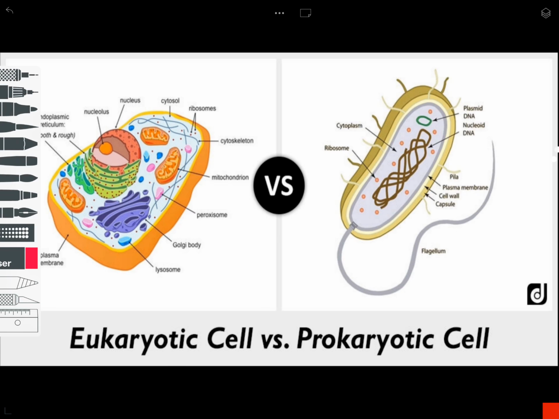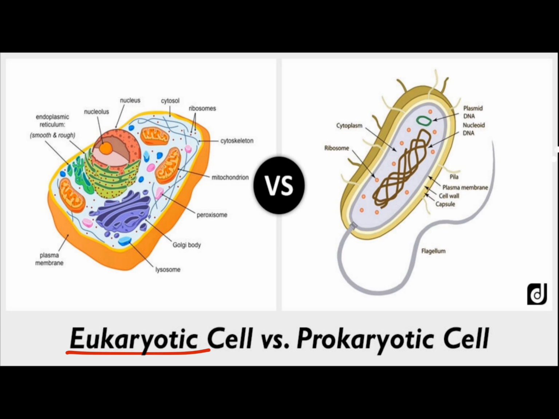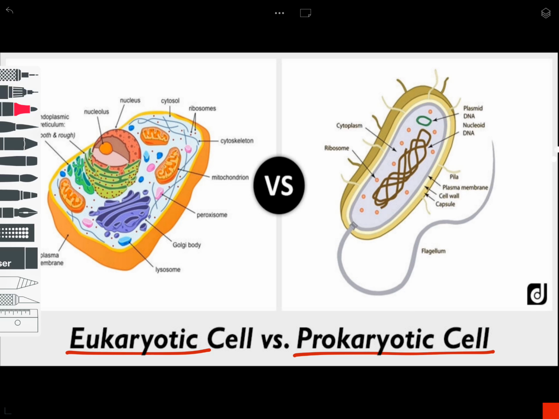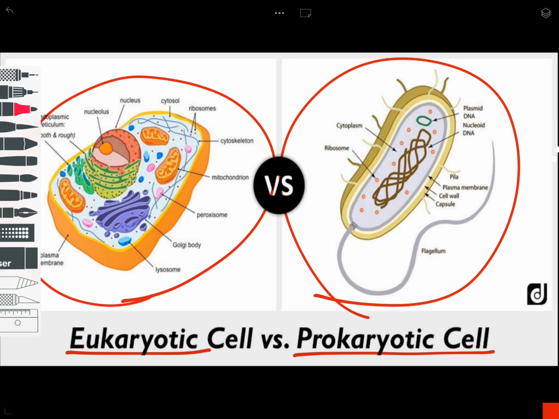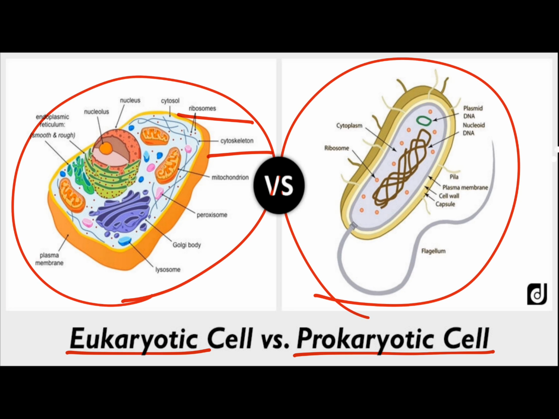Hi guys, today we will be talking about eukaryote cells and prokaryote cells. The cell on the left is a eukaryote cell and the cell on the right is a prokaryote cell. The eukaryote cell, as you can see, has many more organelles, so it is generally considered to be more complex than the prokaryote cell.